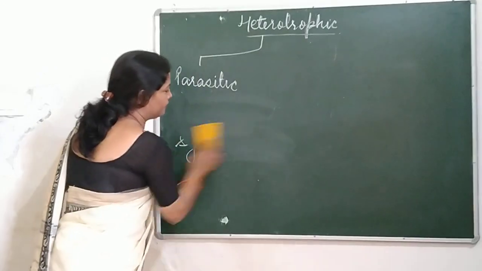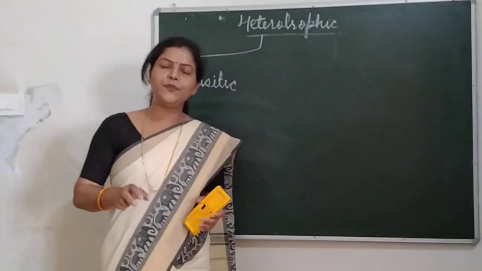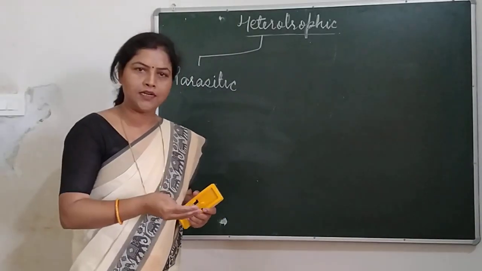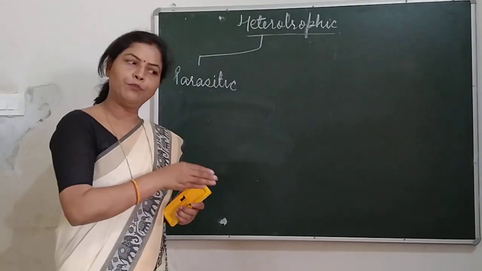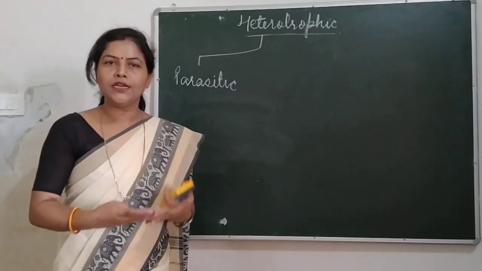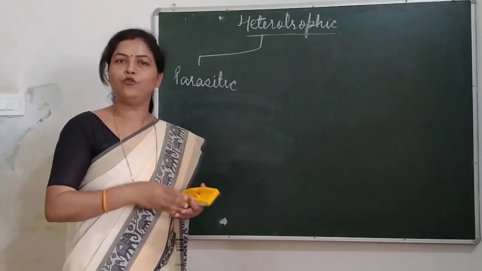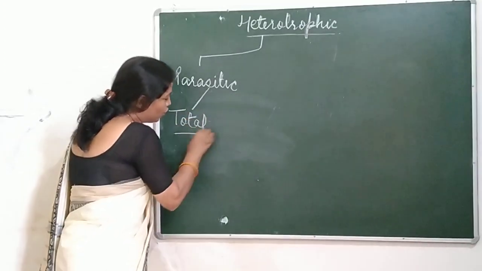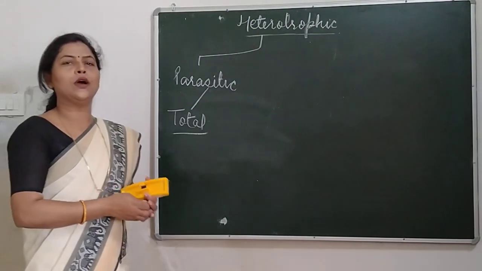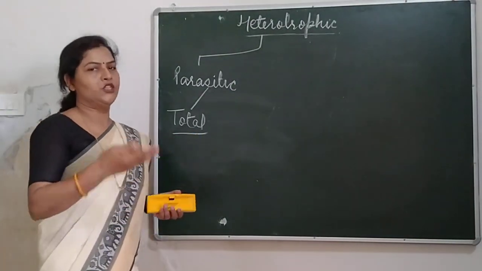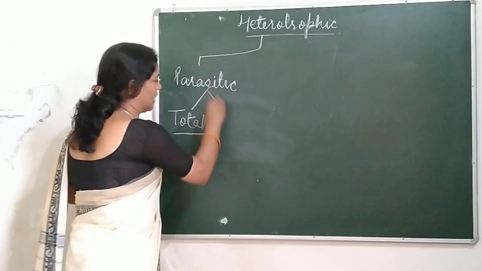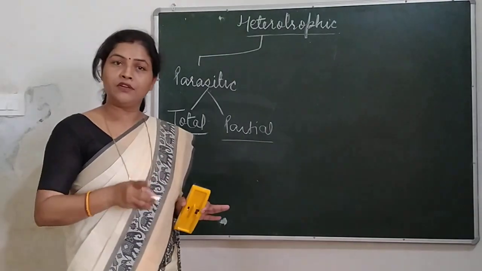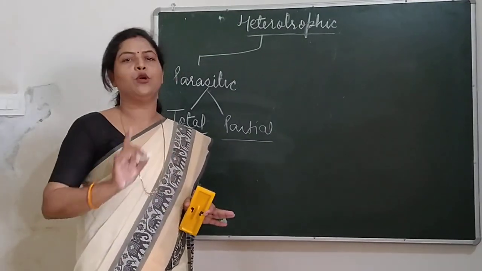The very first one is parasitic. Parasite means those organisms who are dependent upon others either for shelter or for food, or maybe for both of these. So the organisms who are dependent upon others for shelter and food both, they are called total parasite. And those who are dependent upon either food or shelter, any one of them, they are called partial parasite. These parasites may live on the body surface or inside the body.